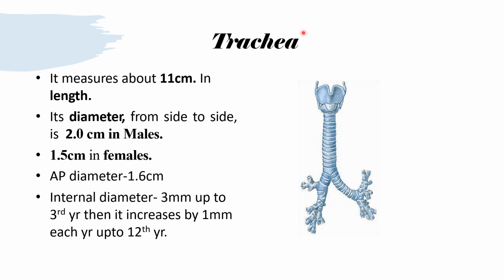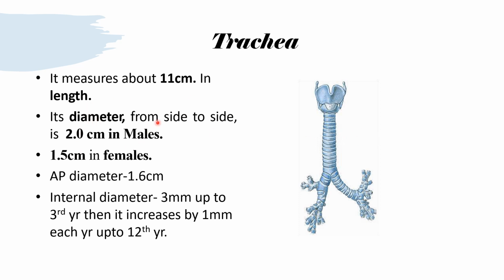Now coming to the dimensions of the trachea, it measures about 11 centimeters in length. Its diameter from side to side is 2.0 centimeters in males and 1.5 centimeters in females. The anterior-posterior diameter is 1.6 centimeters. The internal diameter of the trachea is 3 millimeters up to the third year, then it increases by 1 millimeter each year up to the 12th year.